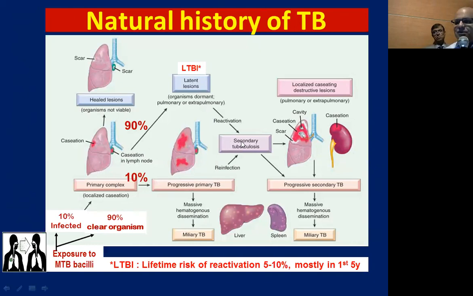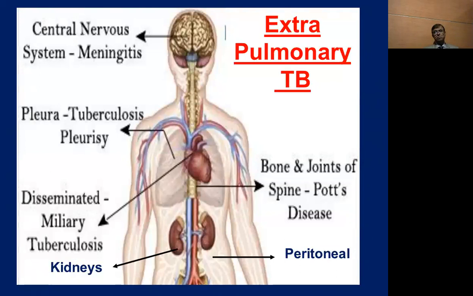Secondary TB can be seen in reactivation of latent TB infection and may cause cavitary and caseation disease, and may also cause extrapulmonary disease. So if there's pulmonary, there's extrapulmonary. It could go to bone and joints, in the spine, Pott's disease, very famous. We see a lot of peritoneal. I've seen a lot of peritoneal TB here in Jordan, renal, biliary, disseminated, pleural, or CNS disease.